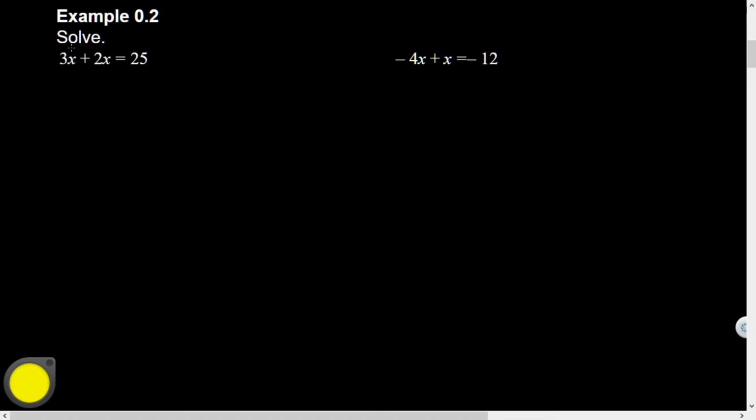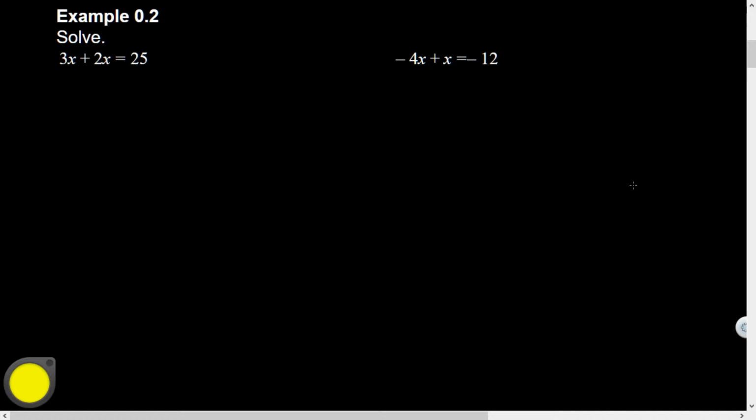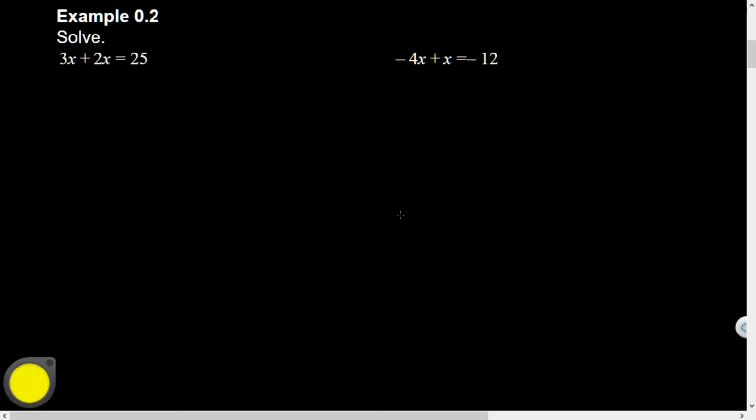I don't want to move my x's to the other side, but is there a way I could simplify that? Because I've got like terms here. So I should simplify first. For those of you who just joined us, you can open up your Chromebooks, go to pollev.com/BrianWadi885. Let's see, divide both sides, I'm hearing is a possible response, right? Because x is being multiplied by 3, but wait a minute, this x is being multiplied by 2.